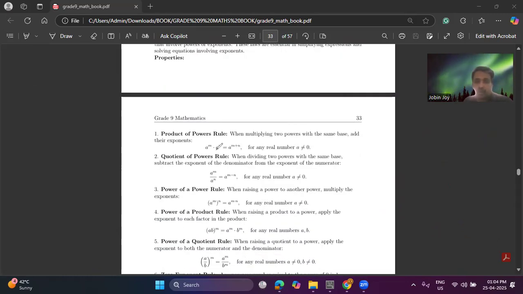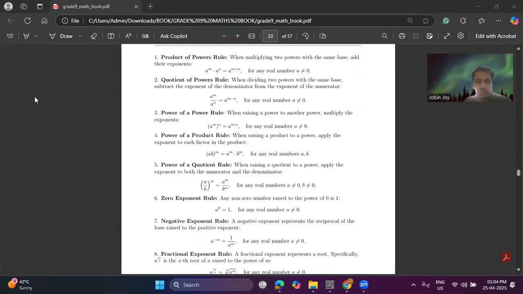So the different laws of exponents we already discussed. a raised to m into a raised to n equals a raised to m plus n. a raised to m divided by a raised to n equals a raised to m minus n. a raised to m, the whole raised to n, equals a raised to mn. Next, a into b, the whole raised to m, equals a raised to m into b raised to m. Then a by b, the whole raised to m, equals a raised to m by b raised to m.